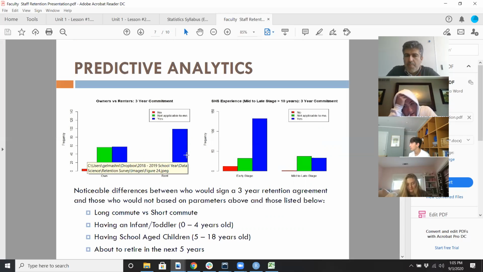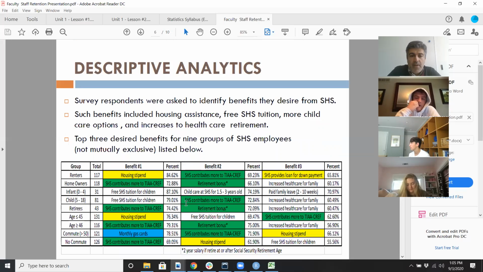Or would you sign a 3-year commitment? Okay, this part is a little more confidential. Sure, I shouldn't share this, but we were curious, would people sign a 3-year commitment if they got the benefits they were looking for? And what are the benefits people were looking for? More money for housing, maybe a loan for a down payment, maybe more contribution to their retirement plan.